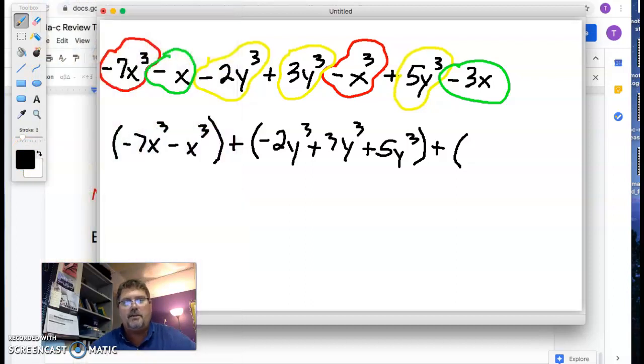So we've done a really complicated example compared to what you're going to need. So if you can do these, I'm not going to give you many of these to do. Minus x minus 3x. All right, so we're going to come through here and combine these things.